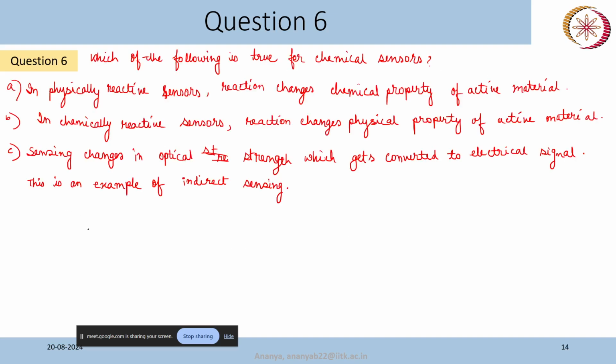Okay. So here the answer is, which statement is true? First statement is not true. The reaction changes chemical property in a physically reactive sensor? No, reaction changes the physical property of the active element. So this is false. In chemically reactive sensors, reaction changes chemical property of the active element. It is very clear from the name itself. And the third statement is sensing changes in the optical strength, which gets converted to electrical signal. This is an example of indirect sensing, so this is correct. Here the optical signal is converted to electrical signal. Okay, so here the answer is C.